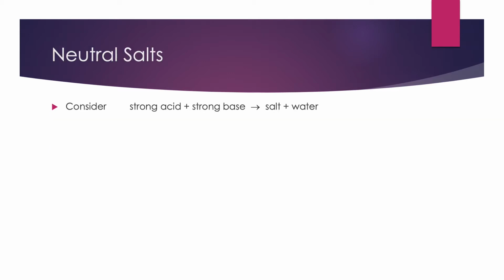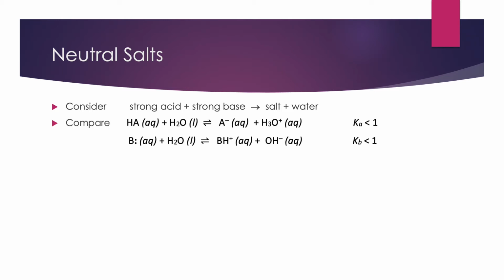Let's consider some specific examples so that we can see how this business of creating salts can lead to acidic or basic solutions. Let's first start with a strong acid, strong base combination to produce a salt and water. Now I'll remind you that we have both acid dissociation reactions and base reactions with water that have these forms. The acid can react with the water to form hydronium ions in solution along with the conjugate base A-. The base can combine with water to form BH+, a protonated base, and OH- in aqueous solution.